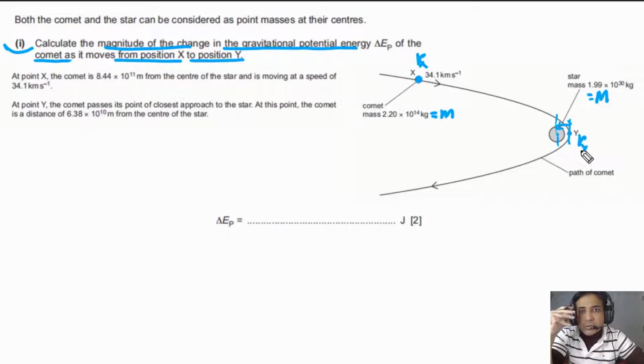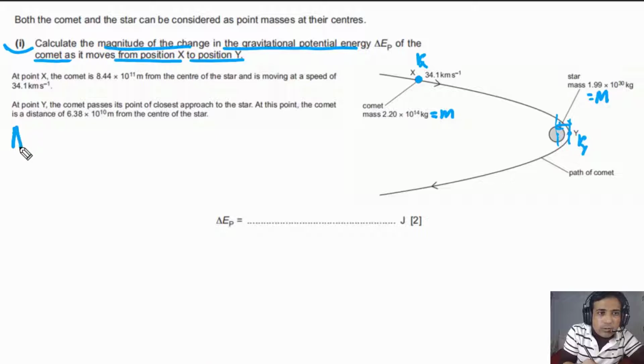And now we can use our understanding of gravitational potential and gravitational potential energy to calculate the change in gravitational potential energy. Before we answer this question, one thing you need to understand is that as this comet is getting closer to the star, kinetic energy of the comet will increase, but gravitational potential energy of this comet will decrease. So when we calculate the change in gravitational potential energy, our answer has to be negative. So let's try to answer this question now.